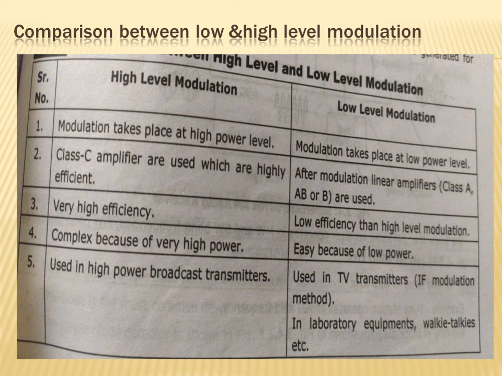High level modulation is complex because of very high power, while low level is simpler because of low power. High level modulations are used for high power broadcast transmitters, whereas low level modulators are used in TV transmitters, such as the IF modulation method, in laboratory equipment and walkie-talkies. So this is the comparison between the low level and high level modulation.